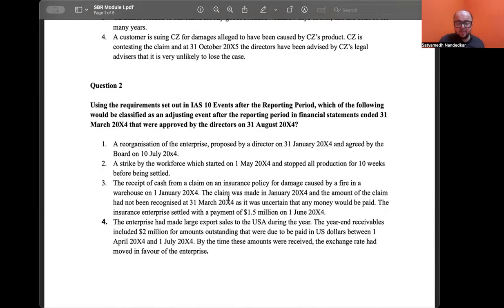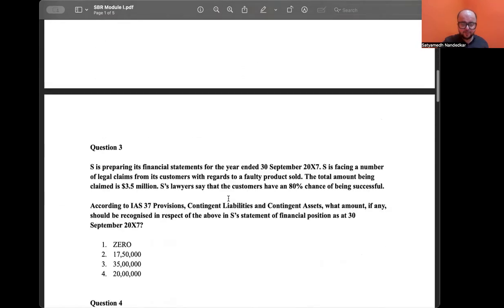The enterprise had made large export sales to USA during the year. The year-end receivables included 2 million for amounts outstanding that were due to be paid in US dollars between 1st of April and 1st of July 2004. By the time these amounts were received, the exchange rate had moved in favor of the enterprise. Any fluctuation in foreign exchange rate is completely, unequivocally a non-adjusting event because the conditions did not exist on balance sheet day. So again, the answer to question 2 is option 3.